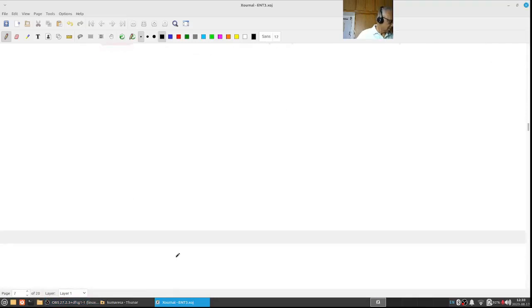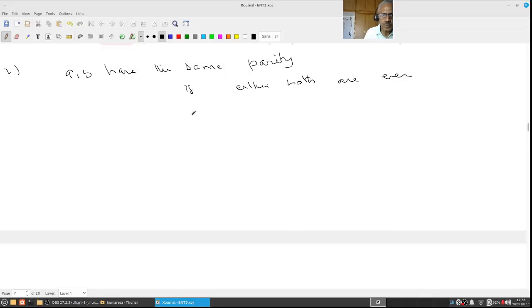Okay. So now let's do a few more examples. I say integers a and b have the same parity. This is standard. This is application number 2. These are the technical terms you should learn. Same parity means either both are even or both are odd. That is, a is even if and only if b is even, and a is odd if and only if b is odd. They have the same parity.